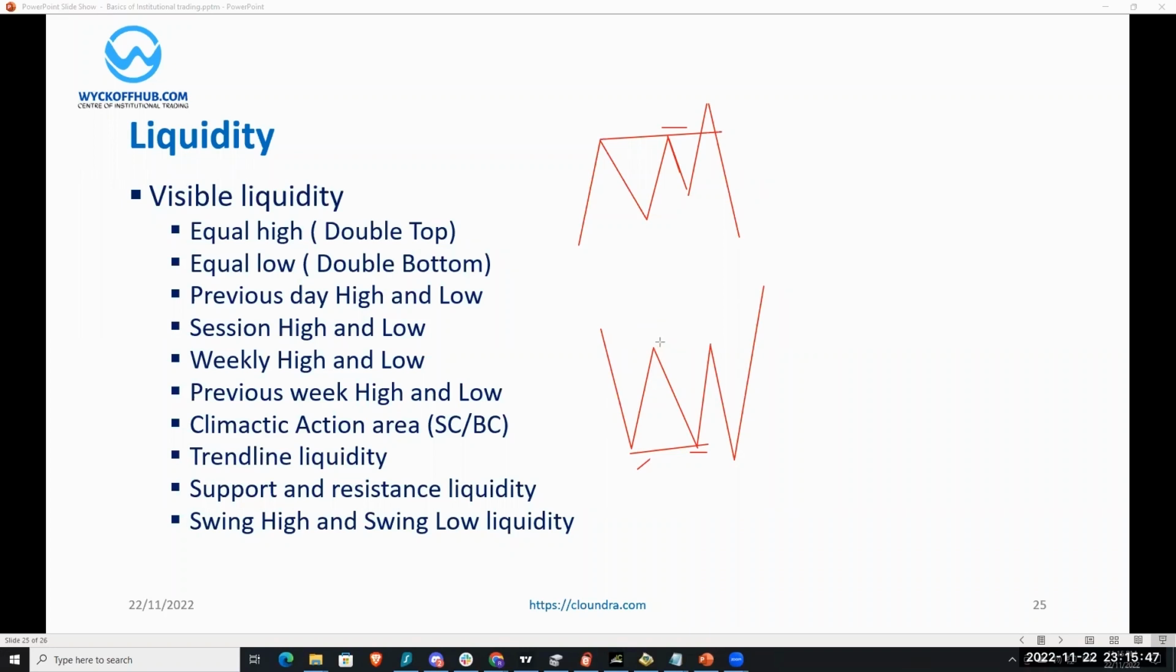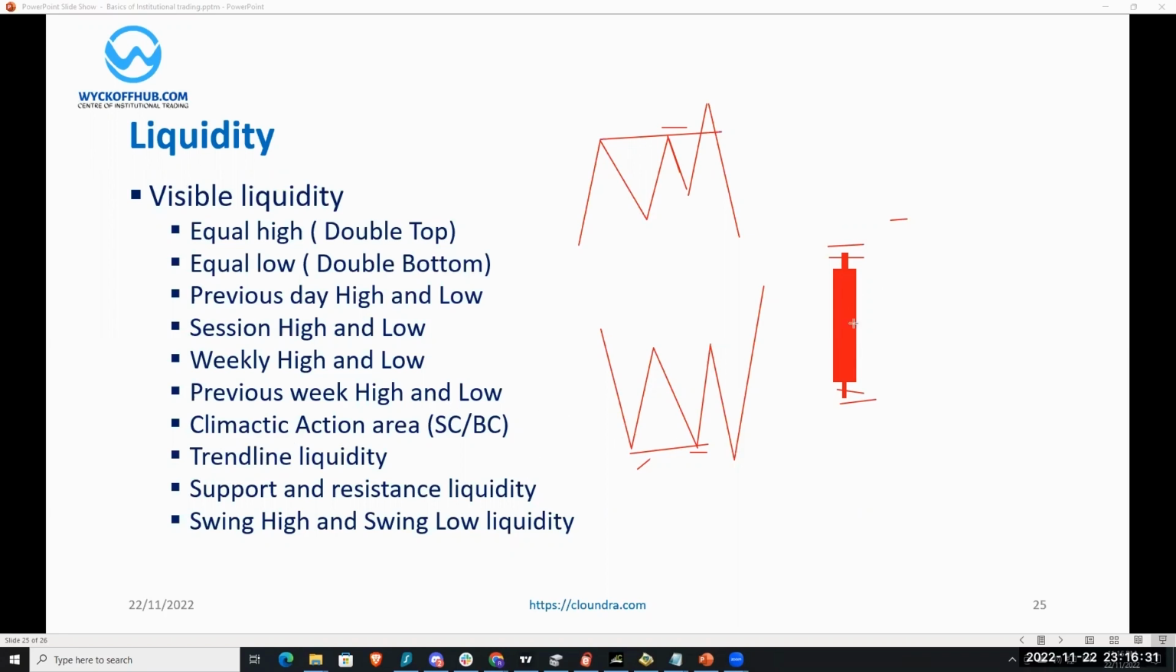Previous day's highs and lows. So if we have a candle up here, and you have some kind of wick up here and wick up here, the institutions normally see those wick areas as buy side liquidity, and this lower wick they see as sell side liquidity. So there are some pending orders here, and there are some pending orders here. So this is also considered visible liquidity zones. Session high and session low, like Asian session high, Asian session lows, weekly high, weekly lows, previous week highs and lows, and all those kind of things.